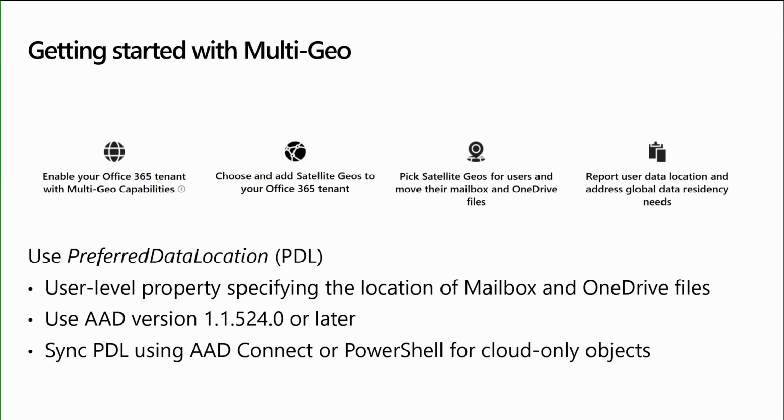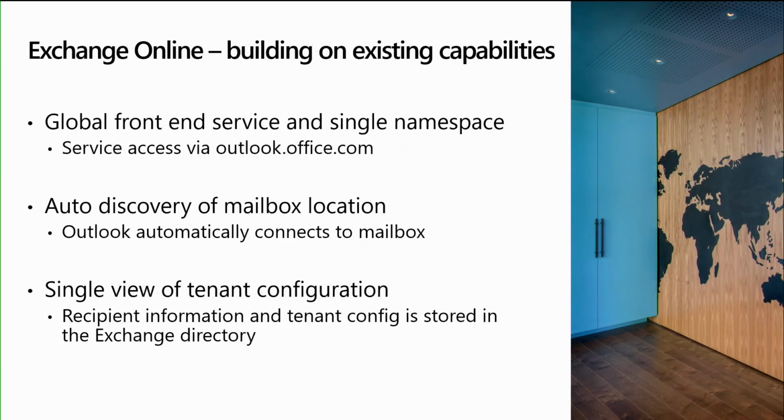If you've got Active Directory on-premises and you want to use Azure Active Directory, you can extend your schema on-premises, add this PDL attribute to your users, and then use AAD to go ahead and sync that up to the cloud. And then if you're simply on the cloud completely and not using any sort of on-premises AD, then you can use PowerShell to establish a PDL for each of these users. Once you've established a PDL on a user, the mailbox and the OneDrive for Business files will move to the corresponding geo. And then you can go ahead and report each user's data location and address your global data residency needs.